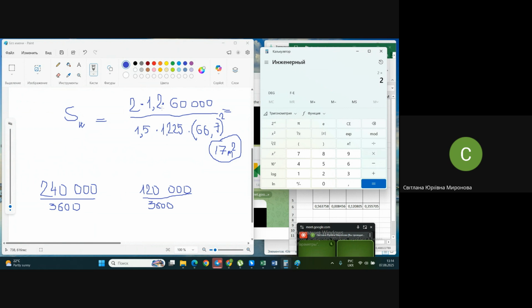2 times 1.2 times 60 tons, divide. And now you see it's a completely different area. Look, it's not a linear dependence. Do pay attention. We changed the takeoff and landing speed twice, and look what happened. The area changed not twice, but practically 5 times, 5 and more times.